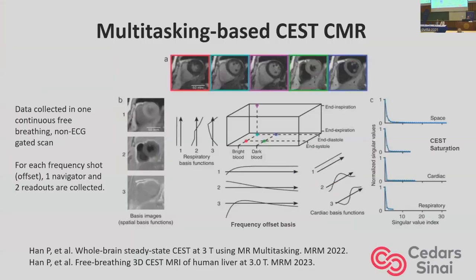Still, there's an issue. The long acquisition window in the cardiac cycle is causing a lot of problems, such as blurring and motion artifacts. So now we're adding this CEST dimension to the multitasking technique that we've been doing in the heart for many years. This is just another dimension that allows us to resolve the CEST signal from different offset frequencies.